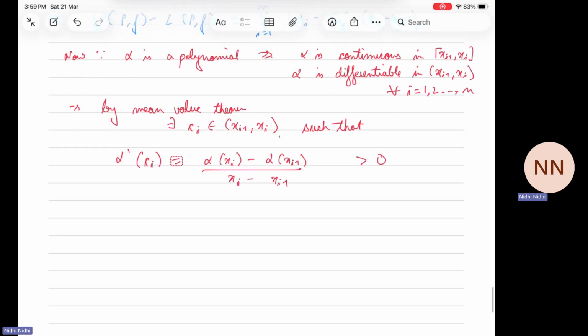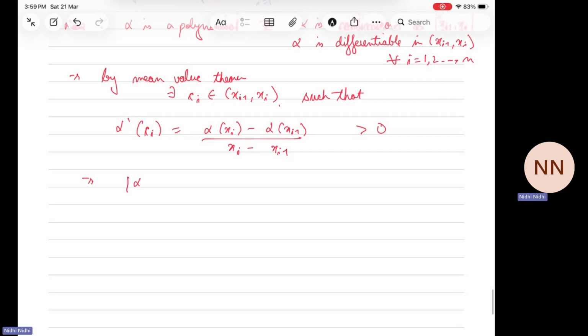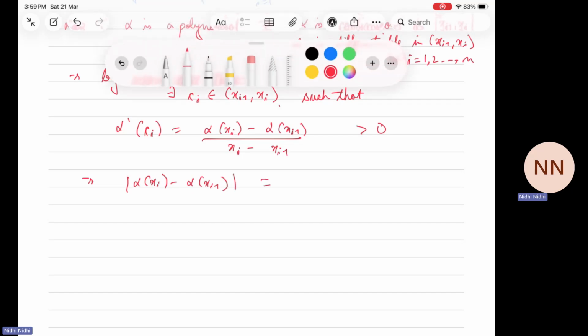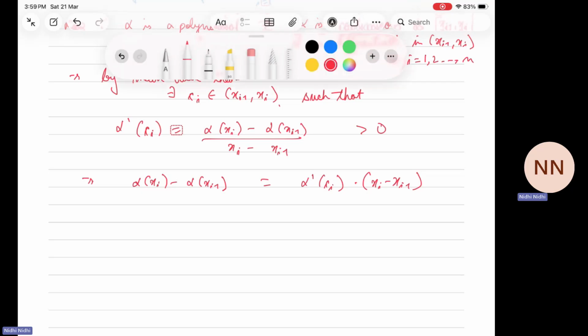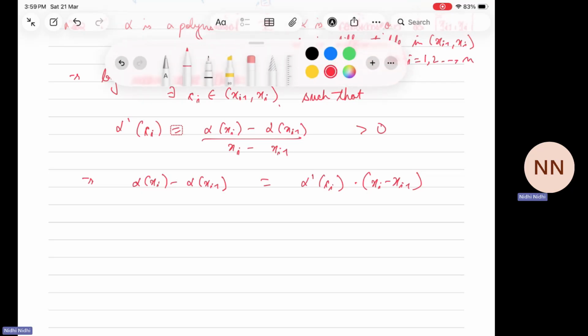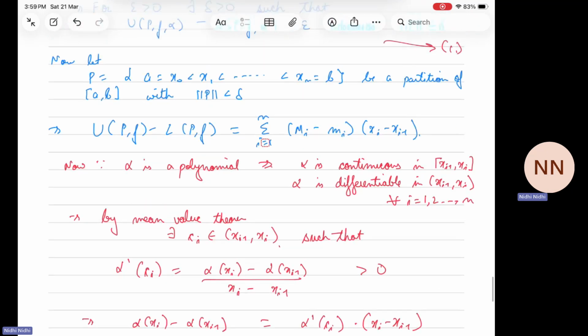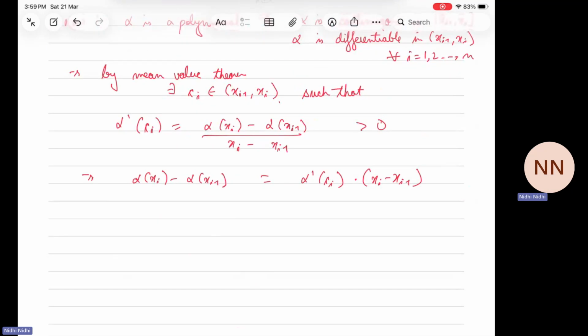So that gives us this mod alpha(x_i) minus alpha(x_{i-1}). We need not use this modulus because everything is positive, we know that. Alpha(x_i) minus alpha(x_{i-1}) is equal to alpha dash c_i times x_i minus x_{i-1}. Now, since alpha is a polynomial, its derivative is continuous as well, and hence on closed interval AB it will be bounded.